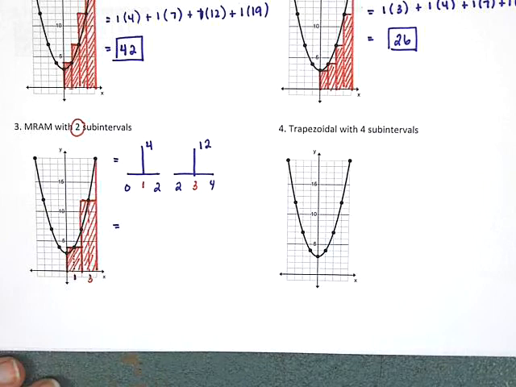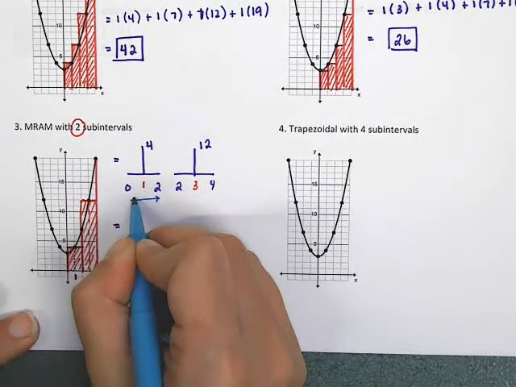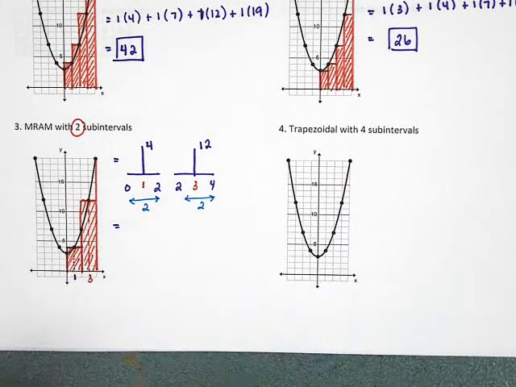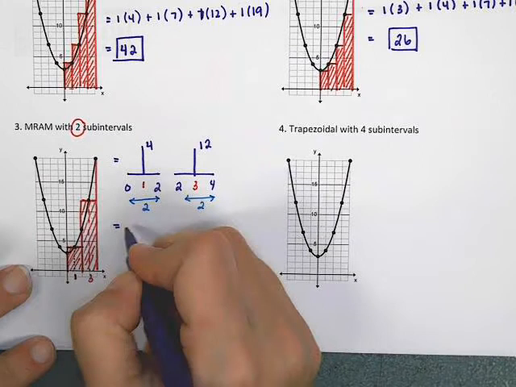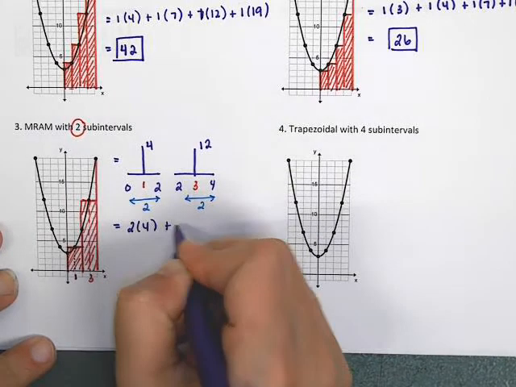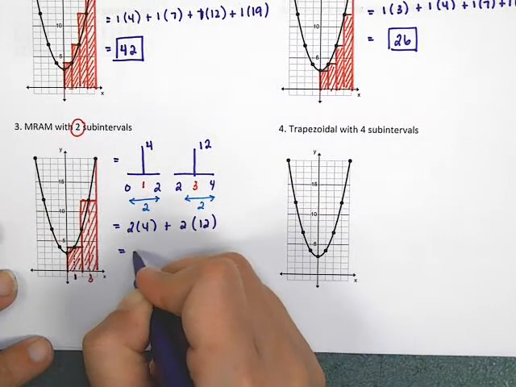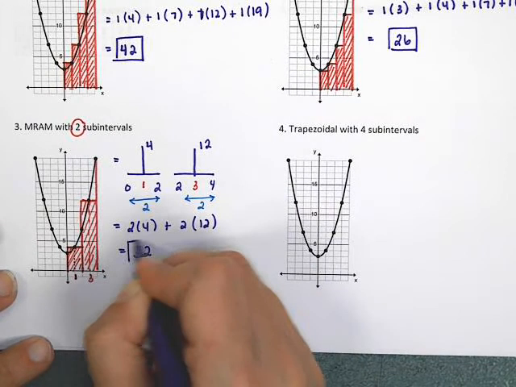Now when I do base times height, the new thing here is that the width of my base got bigger. The width here is 2 spaces wide. So I would do 2 times 4 plus 2 times 12, which is 8 plus 24, which is 32.